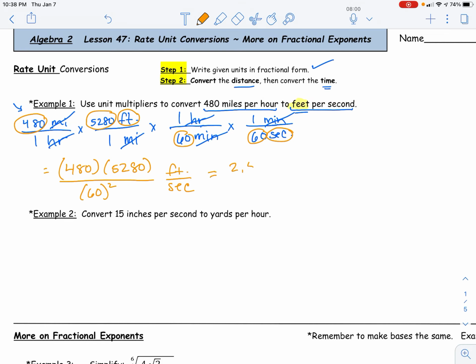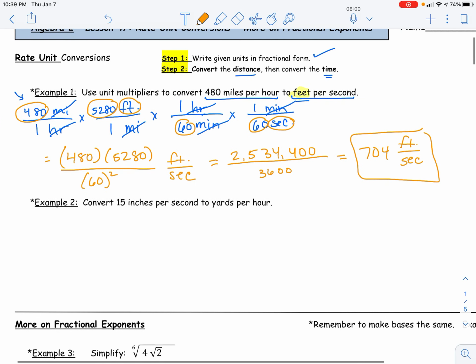Now, if I wanted to put this in my calculator, it's going to be a nice big one here. You're going to get 2,534,400. I encourage you to try this in your calculator over 3,600. And when you do the math on that, you're going to get 704 feet per second. And that would be the answer to that one.